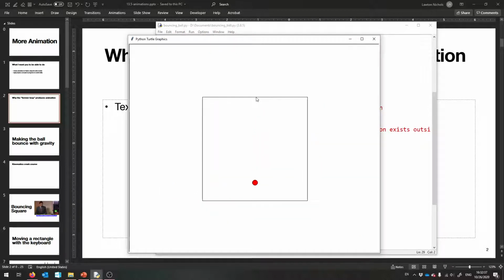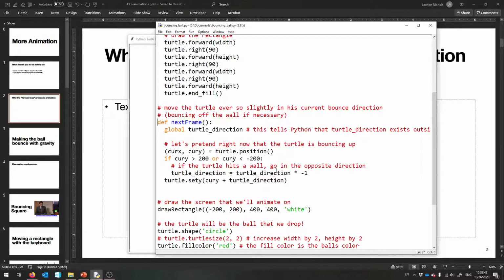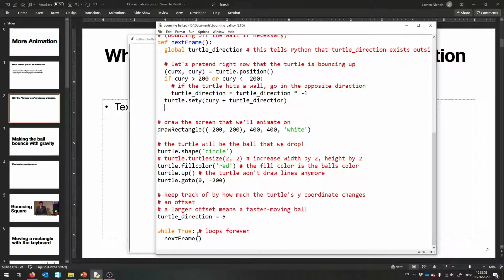Up here, finally it hits the wall. It needs to go back down. It needs to change direction. And so the next time the next frame gets called, it'll get moved a very, very slight amount in the opposite direction because we swapped it. So that's the idea there, but why in the world is this while true?